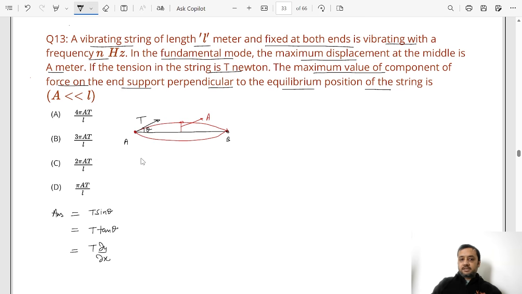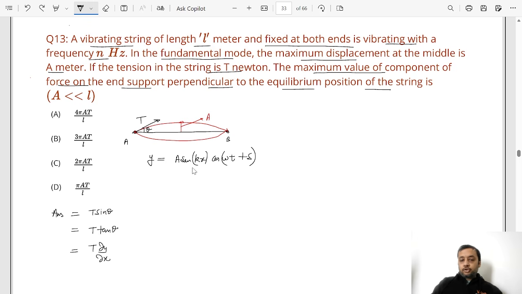Now look, since this string is fixed at both the ends, we can write y is equal to A sine kx cos of omega t plus some angle delta. Okay, this delta can be any value. It is not important for this question. But what is important is that this sine function will be of this type, sine kx. Why? Because if you put x equal to 0, then y should always be 0. As you can see here, at x equal to 0, the displacement of the string particle is 0, which is why if I put x equal to 0 here, then y should be 0.